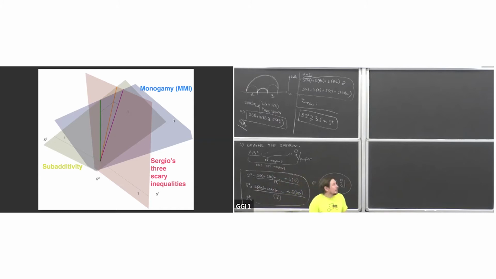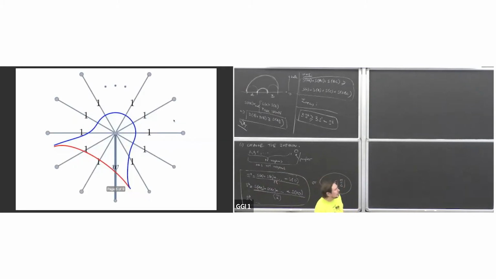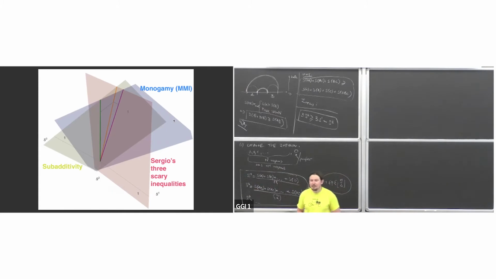Okay, so here's a bunch of statements that I would like to convey to you in this talk. The first statement is that the cone of average entropies, the holographic cone of average entropies, is the simplest it could be.